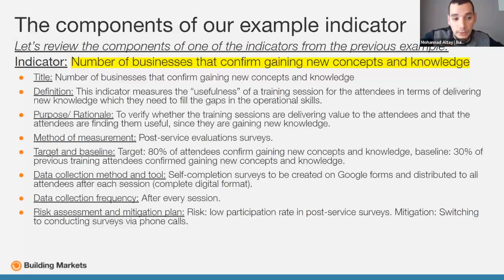And component number 3 is the purpose and the rationale, which is why we need this indicator. So for this component, you will explain why this indicator is important. As we said, all the indicators should be important. They all should be relevant to our mission, to our objective. And here for this example, the purpose of this indicator is to verify whether the training sessions are delivering value to the attendees.